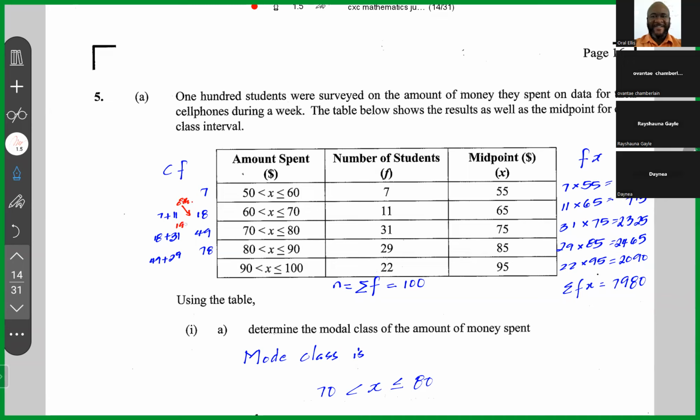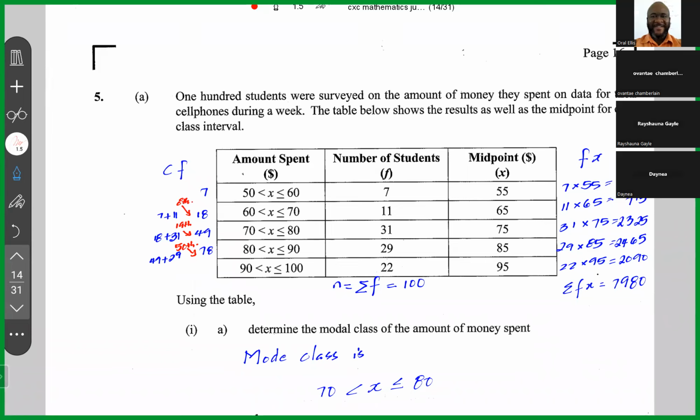Now, after 18th, you have the what? The 19th to the 49th student spend between what? $70 and $80. Now, the 50th student to the 78th student spend between 80 and what? 90, between $80 and $90. And that is why Damien is correct.